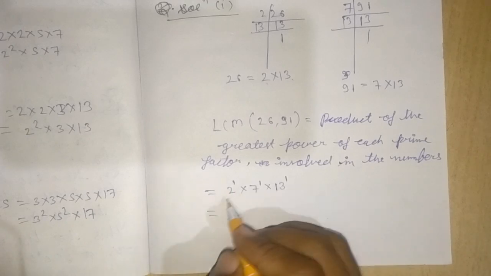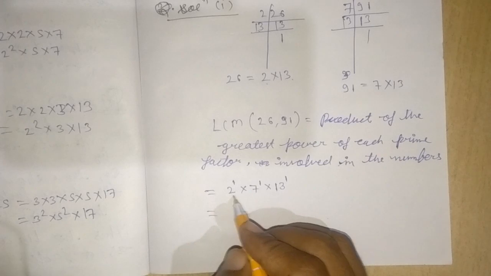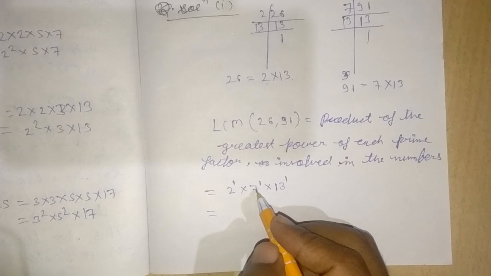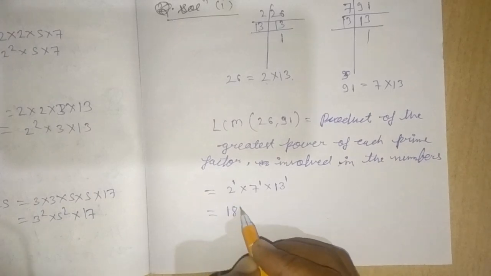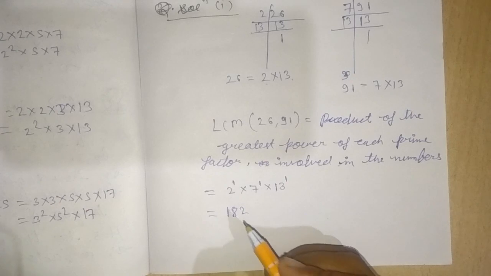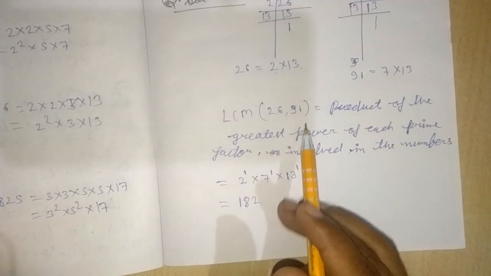Now product it. 2 power 1 means 2, 7 power 1 means 7, 13. 2 sevens are 14, and 14 into 13 equals, we get 182. Okay, 14 into 13 we get 182. So our LCM is 182 of 26 and 91.